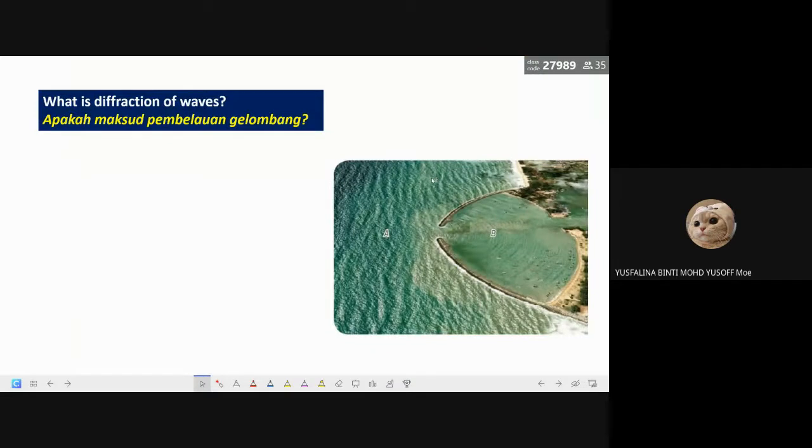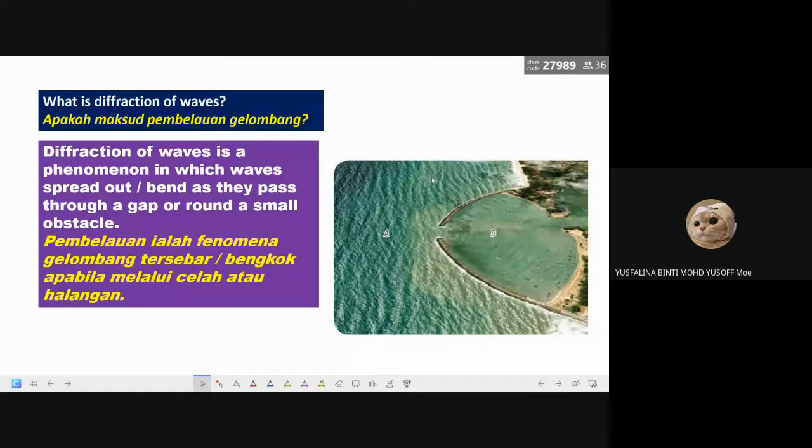What is diffraction of wave? Diffraction of wave is a phenomenon in which waves spread out or bend as they pass through a gap or around a small obstacle. So it's like a spreading. Let's say this is the wave. When it passes through the gap here, the wave will spread out like this. So this we call the diffraction.